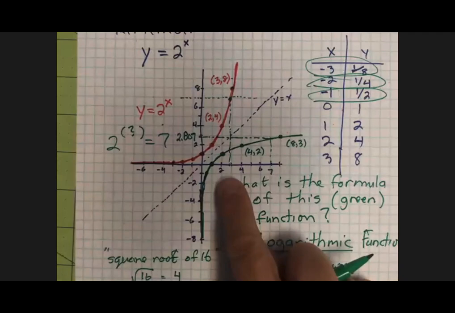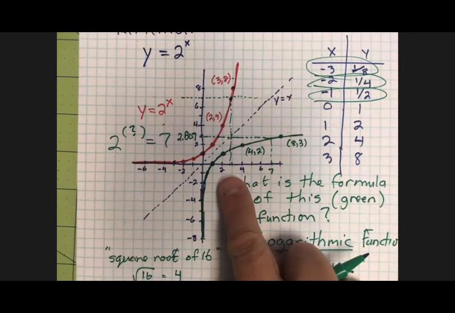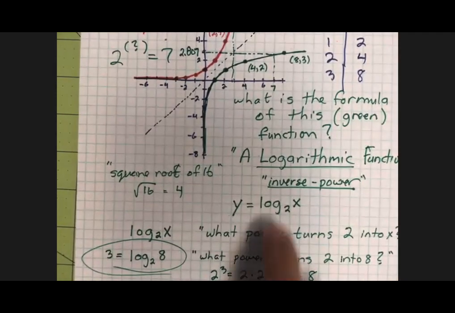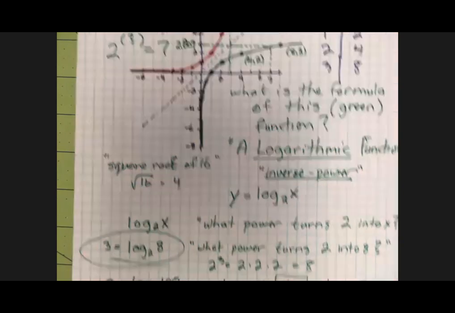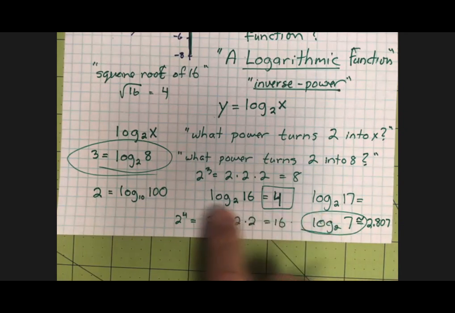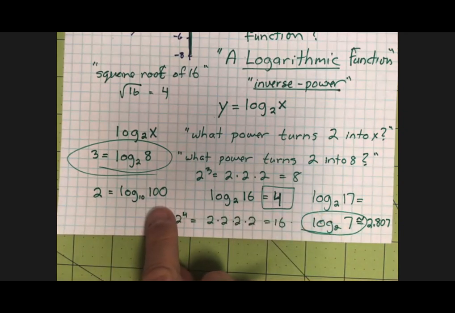This shape is called logarithm, and it's a function that asks you for powers. Logarithm base 2 of 8 is asking you what power turns 2 into 8, what power turns 10 into 100, what power turns 2 into 16, what power turns 2 into 7. That's what this notation means. You have to get used to this notation. We're going to use it a lot.